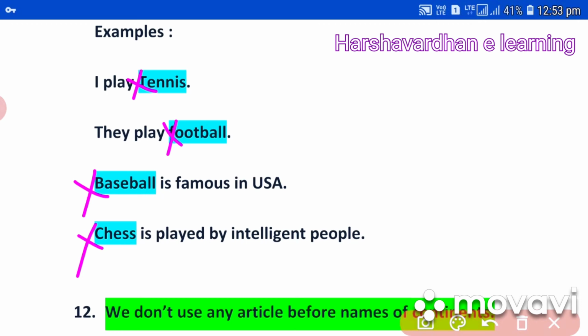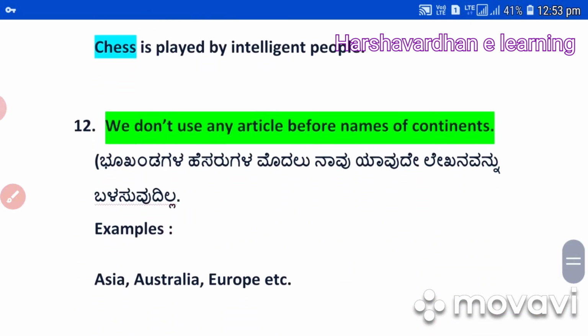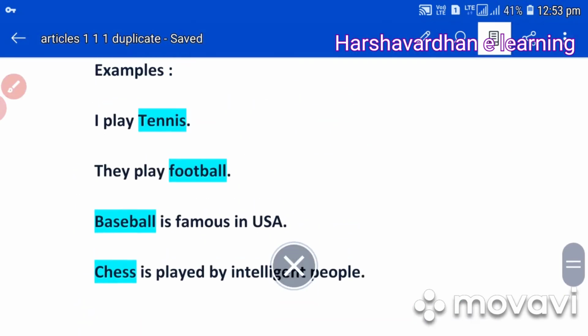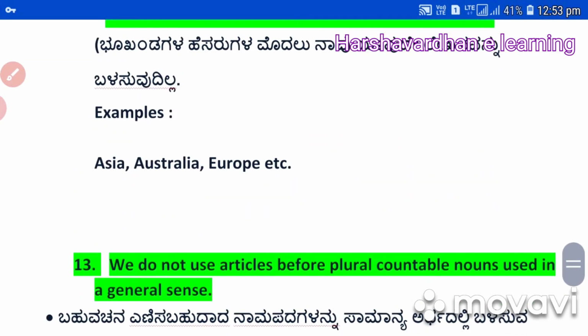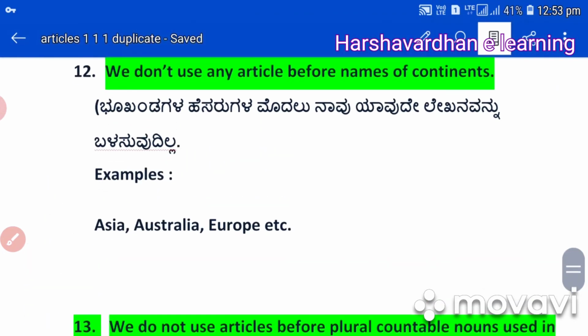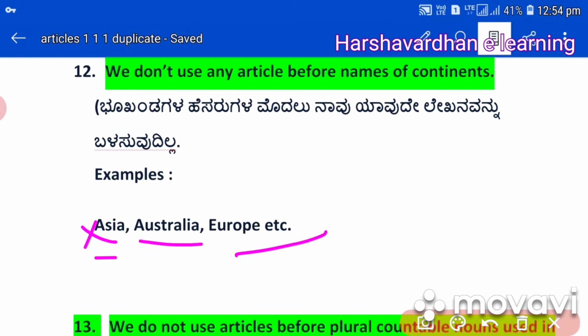Next, we move to the next point. We don't use any article before names of continents. You know, before any continents you don't use any articles. For example, you see no article here. Say Australia, no article here also. Europe, I haven't used any article. Just to understand, before names of any continents, don't use any article.